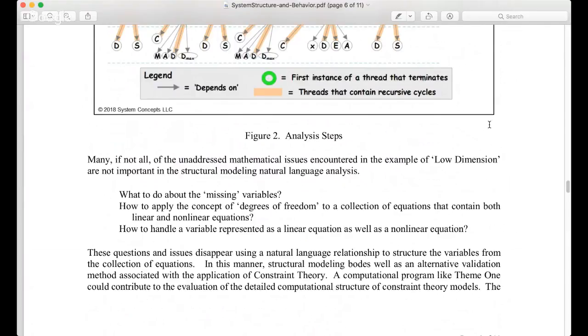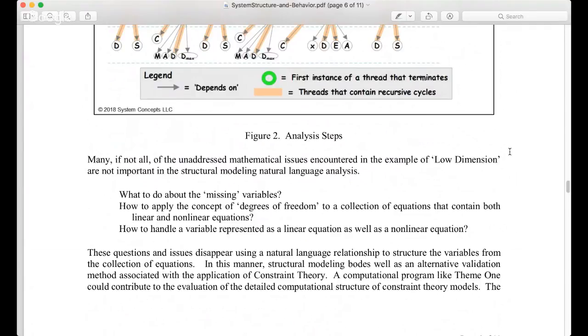So in this particular case, it's rather similar, and that depends on natural language relationship. There could be others that we use for mathematical equations, but many, if not all, of the unaddressed mathematical issues that we talked about in the example of low dimensions are just not important in the structural modeling natural language analysis, because it is not following the rules of mathematics at this part of the analysis. It's following the natural language concept it depends on, and that's it. And then you draw that structure.